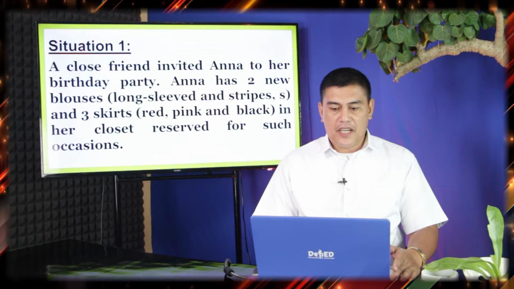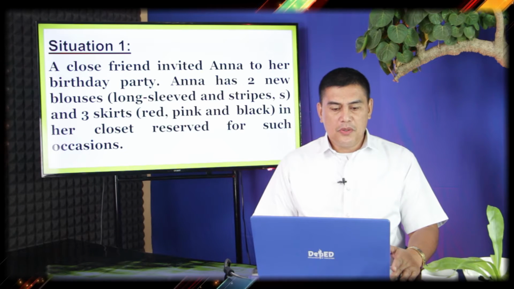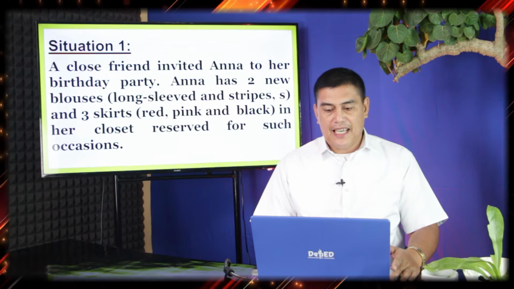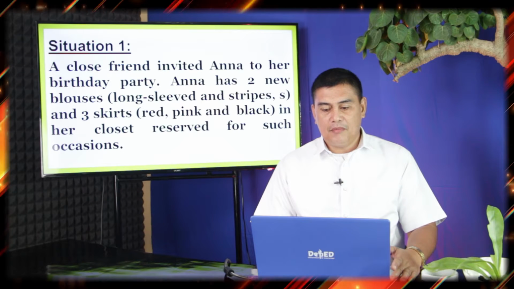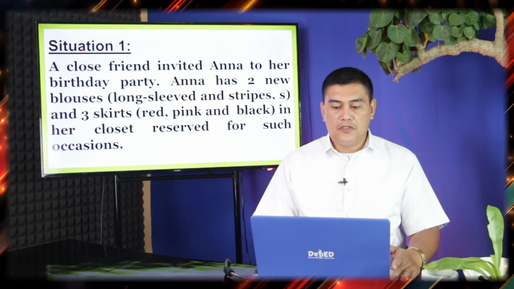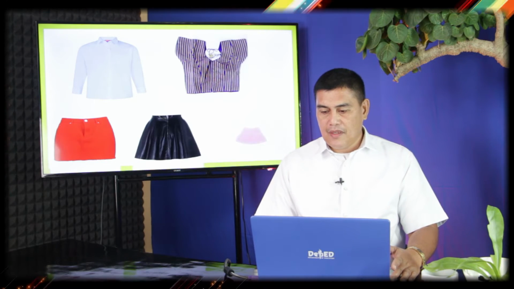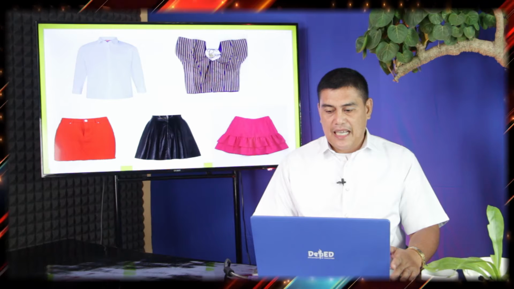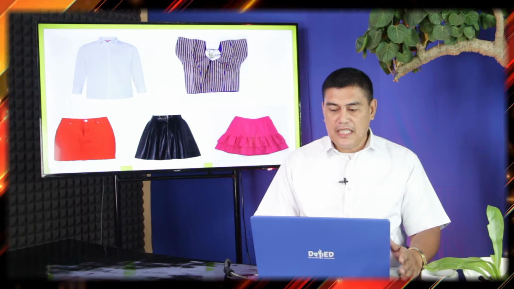A close friend invited Anna to her birthday party. Anna has 2 new blouses, long sleeve and stripes, and 3 skirts, red, pink, and black, in her closet reserved for such occasions. Assuming that any skirt can be paired with another blouse, in how many ways can Anna select her outfit? You have to list all the possibilities. How many blouse-skirt pairs are possible?